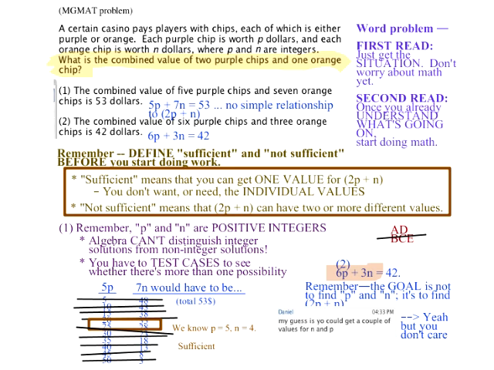So if you divide 6P plus 3N by 3, then you get 2P plus N, which is the goal expression. So that's going to be sufficient. There are different values of P and N in this case, but it doesn't matter because there's not different values of the thing that you want. So that means that both statements are sufficient individually.